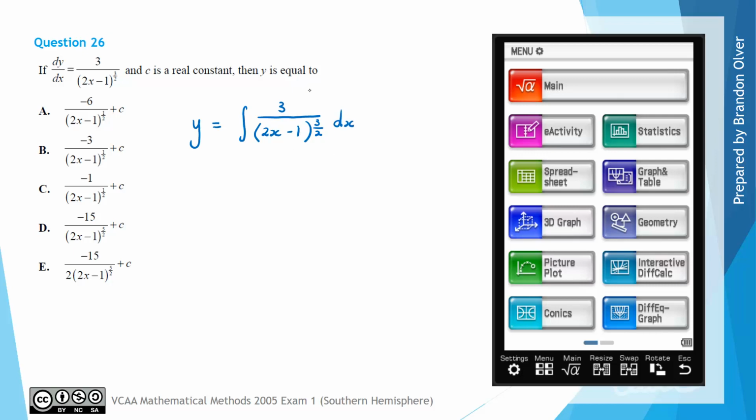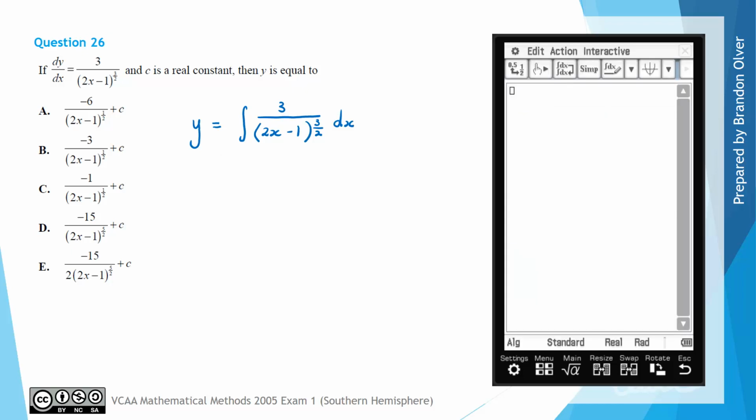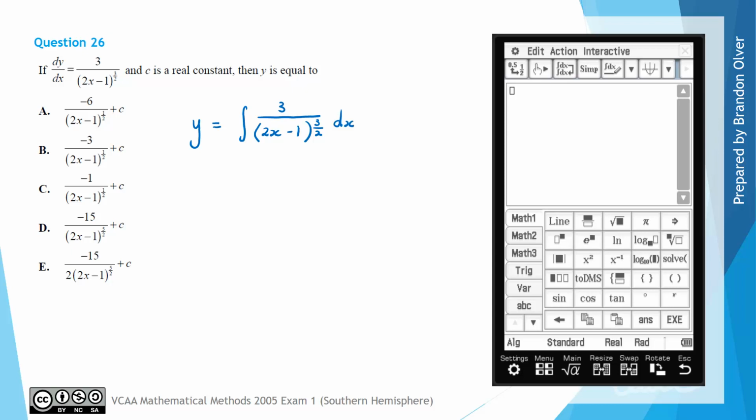And now this is something that we could use our calculator to calculate. On the CAS calculator, go into the main menu. Next, we want to bring up the soft keyboard by pressing the keyboard button on our keypad. And under Math 2, we can find the integral symbol that we're after. Now we needed to integrate the fraction that was 3 divided by, in brackets, 2x - 1, raised to the power of, and I'm going to use this button to make sure I get it right, which allows me to put in a fraction, so 3 over 2. Then we integrate that with respect to x, and hitting execute gives us our answer for y.